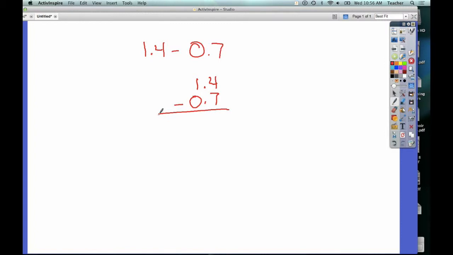Now let's look at this. Can we take 7 from 4? No, but let's think about what we've been talking about as far as decomposing. 1 and 4/10, how many tenths do I have? How many total tenths do I have? Just look at the whole number. 14. I actually have 14 tenths, don't I? And how many do I have down here? 7.